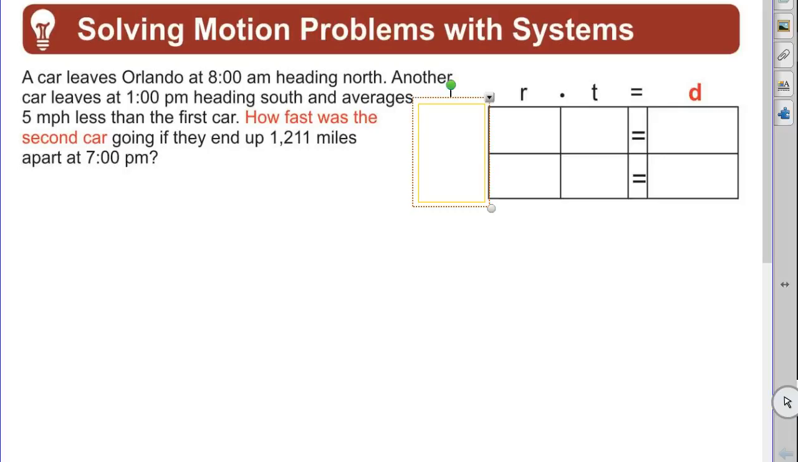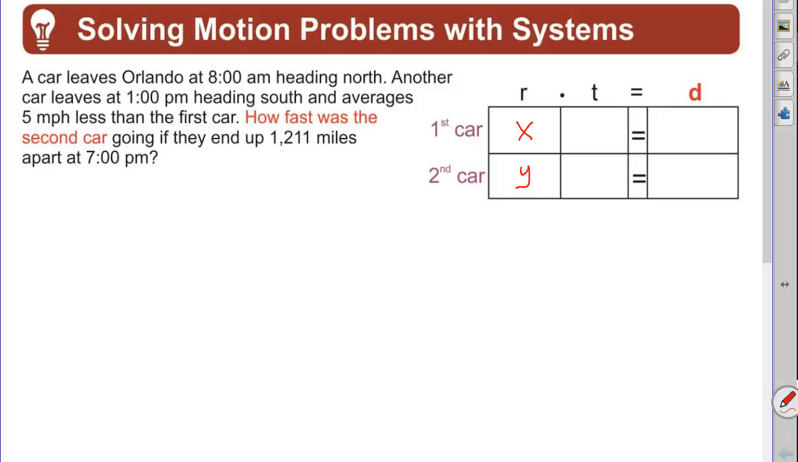And then remember, you want to label your rows. I'm going to call the first row the first car, though I could have called it the northbound car. I'm going to call the second row the second car, or I could have called it the south car. What do you fill in first in your chart? I always tell you to fill in the variable column first. What are we looking for? How fast was the second car going? We're looking for a rate. We don't know the rate of either car, so we're going to call the rate of the first car x and the rate of the second car y, and we're going to solve this as a system of equations.